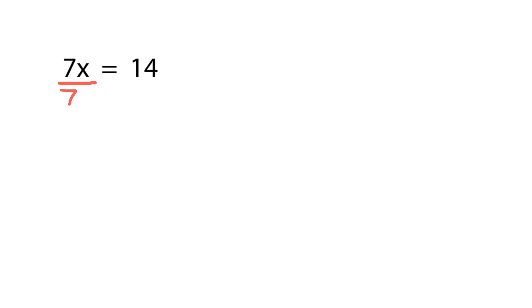And this line means divide. That cancels out these 7s. And if I divide by 7 on that side of the equation, I need to divide by 7 on this side of the equation. And I would say that x is equal to 14 divided by 7, which is 2.